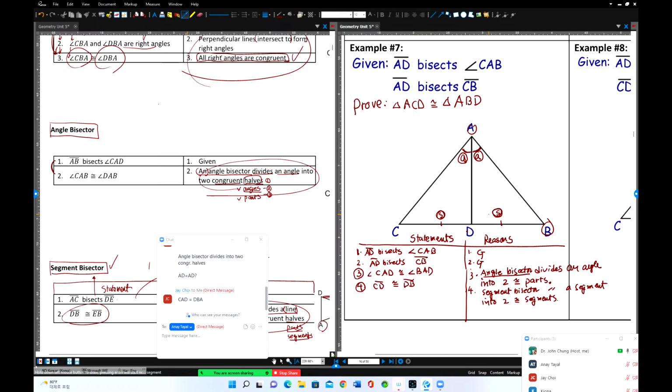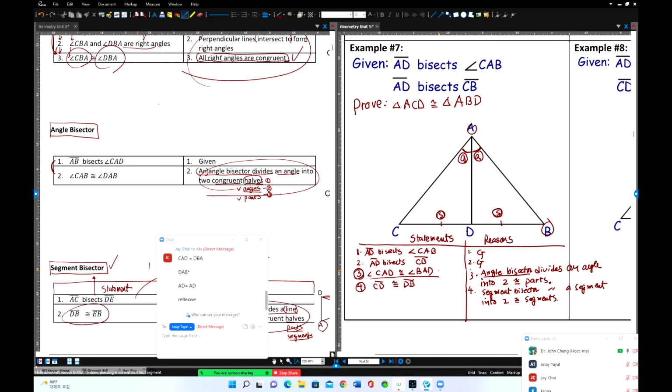CAD, not DBA, okay? CAD, this angle, and the DAB, we already got over here in number 3. That's an angle. Okay, we already got over here, right? We already got the same angles and the side. Where is the other one? We need a 3. We need one more. Where is it?